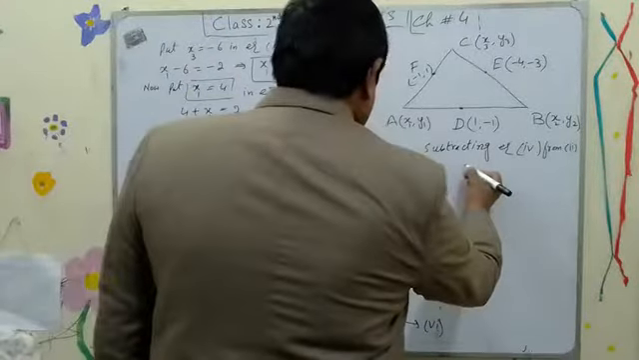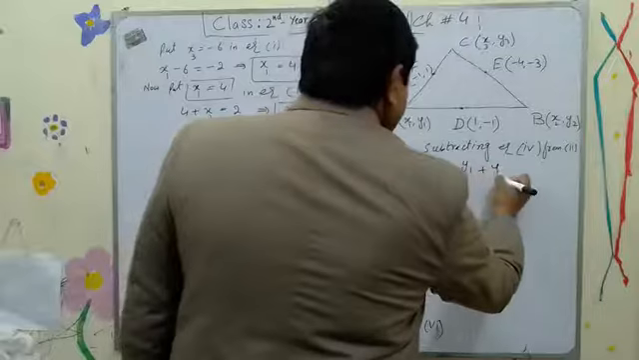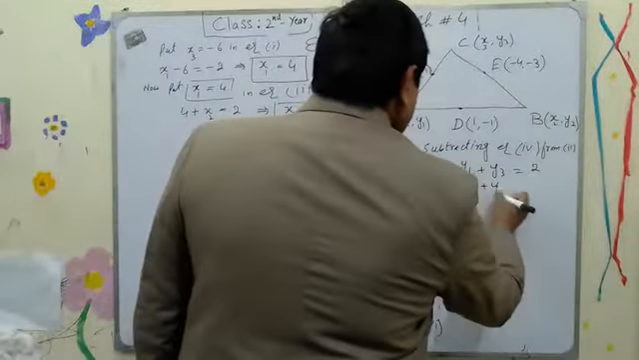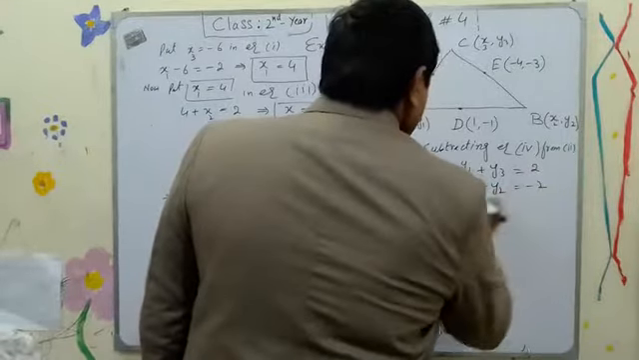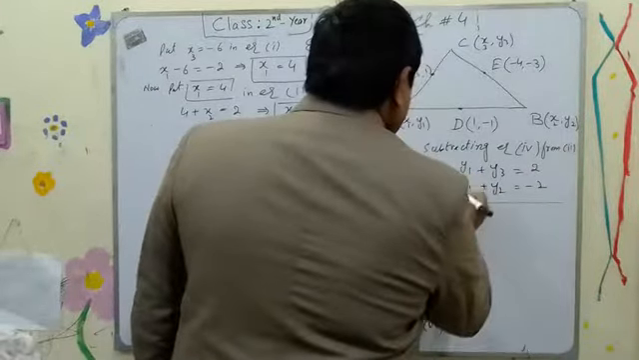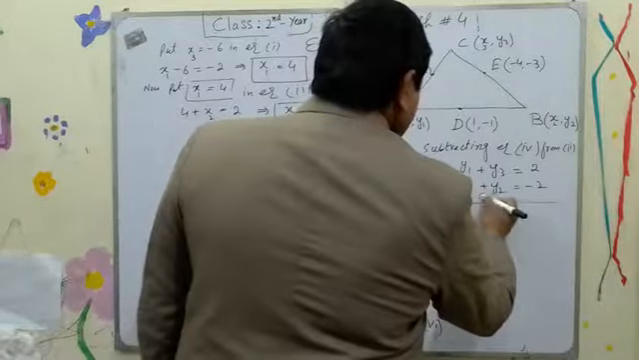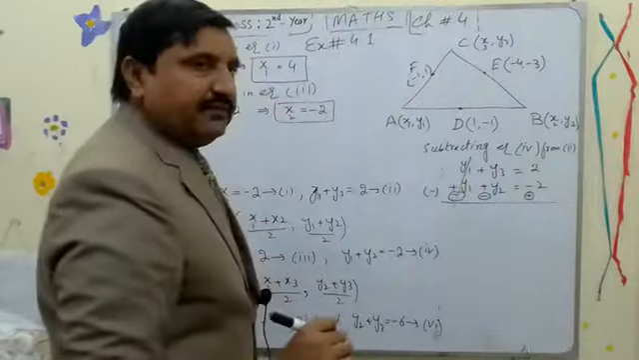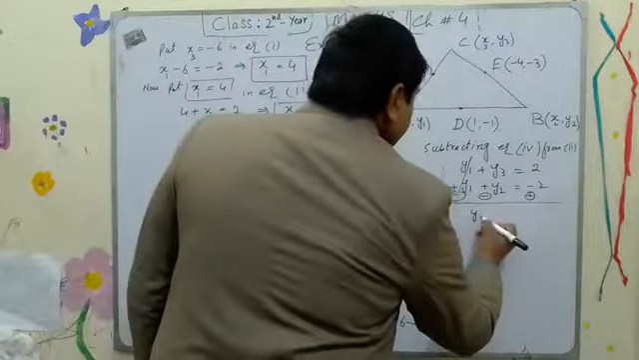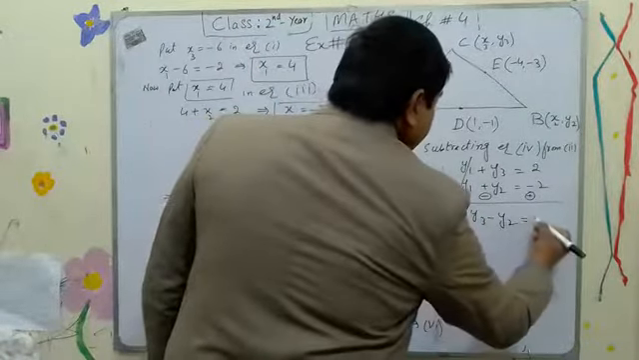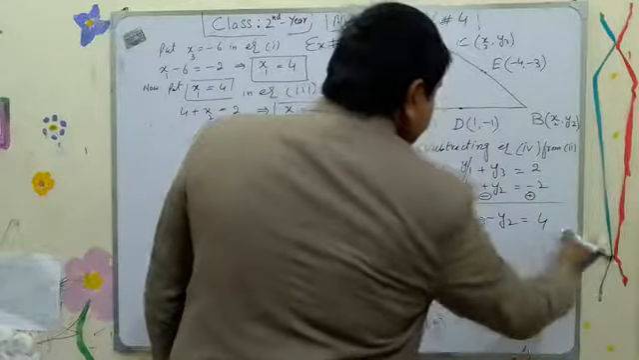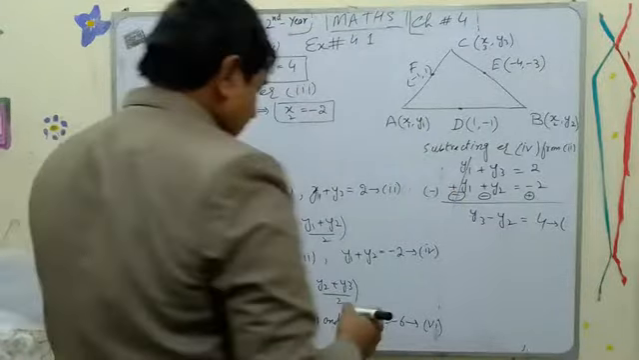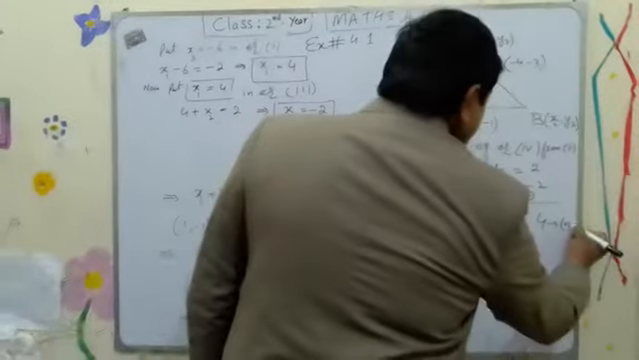So what we do now: y1 plus y3 is equal to 2, and y1 plus y2 is equal to minus 2. Because of the subtraction, we change the signs of the last statement. So y1 will be cancelled with y1, and we have y3 minus y2 is equal to plus 4, right? This was equation 7, and now this is equation 8.